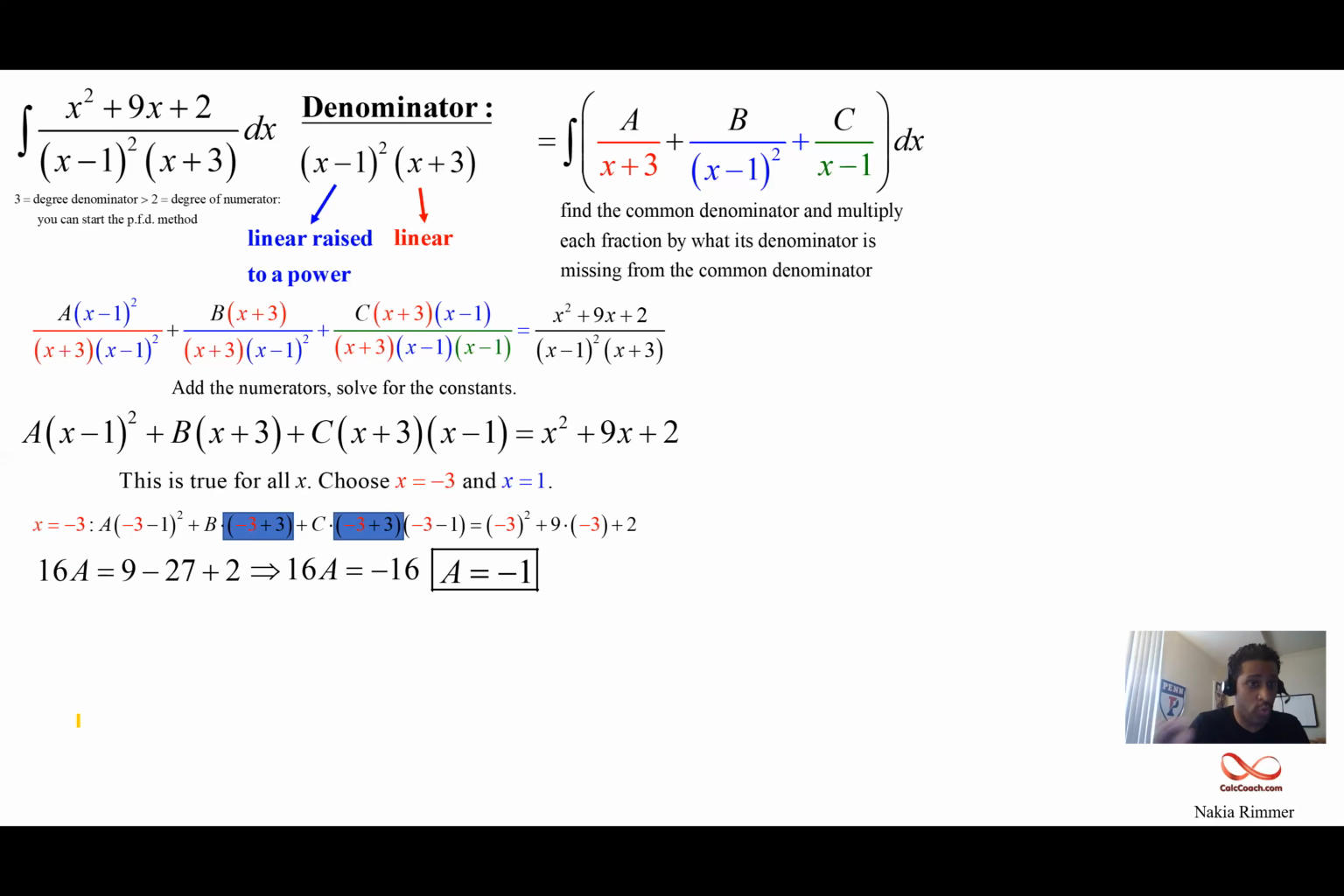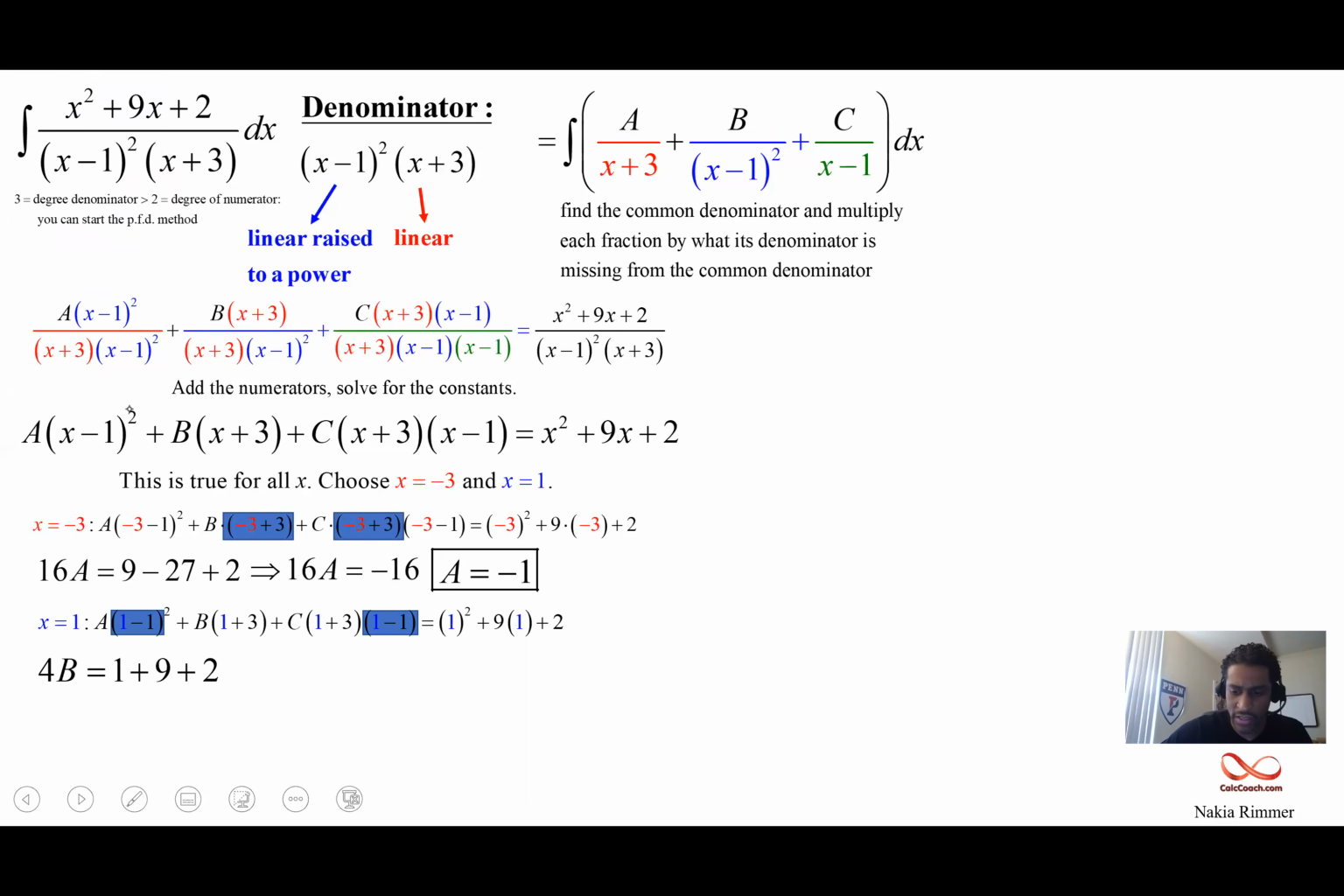The next choice is x equals 1. It'll be fruitful, because the terms that have an x minus 1 factor get zeroed out, and we'll be able to solve for the B term. See, these guys, they're gone. They're not there. 1 minus 1, they have a 0 on them. So they're gone. Who's left? The B term, 4B. And then we have the right-hand side, 1 and 9 and 2. So that's good. 4B is 12. Come on now, B is 3.